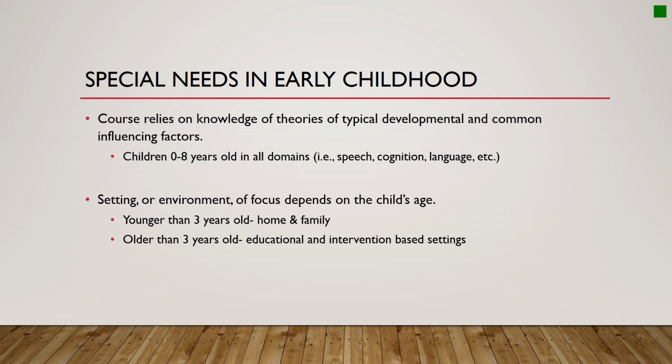Linking back to that course description, we do note that we're looking at different modifications or adaptations that we can make to the environment to really support the child's attainment of goals in that setting. And of course, the course description says educational goals, which looks very different depending on the age of the child. So again, that setting and the goals or education vary by age. So you'll see there that younger than 3 years old, we're really looking at that home and family setting. So what can we do in the environment to help that child learn and develop and grow? And older than 3 years old, we're really looking at the educational or intervention-based settings.